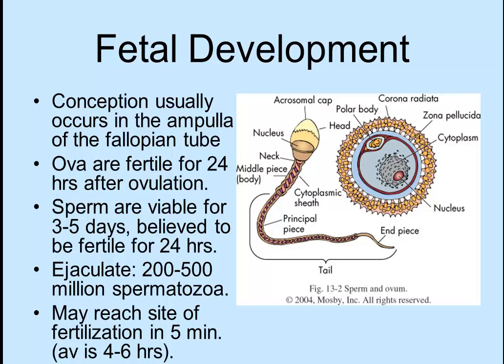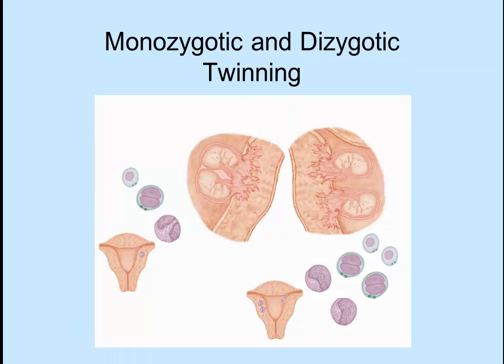Now there are 200 to 500 million sperm per ejaculate, and they can reach the fertilization site within 5 minutes. So after intercourse, we know that that sperm will live for 3 to 5 days. So if that ova sends down an egg at any point during those 3 to 5 days, there's a possibility of fertilization. We're going to talk a little bit about twinning, because there are different types of twins. The type of twin that we have can be important for safety during the end of her pregnancy.